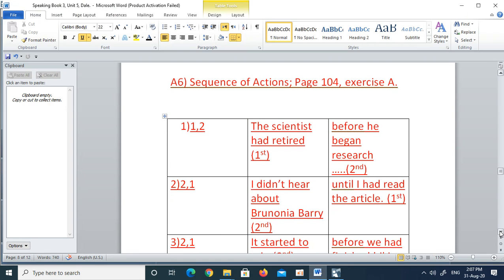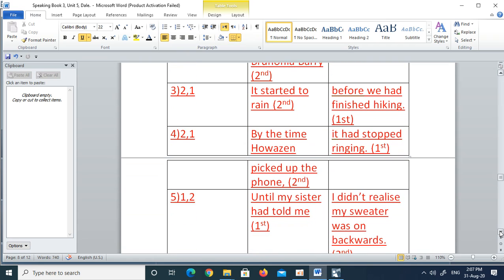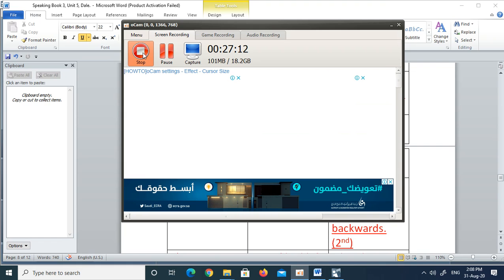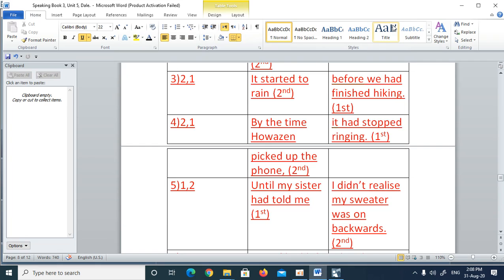Alright, you should have completed all the answers. Number 3, it started to rain before we had finished hiking. It started to rain before we had finished the hiking.